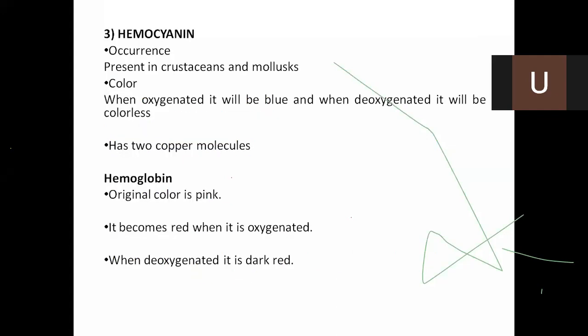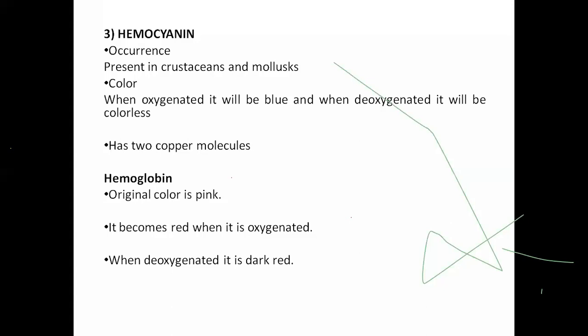Another respiratory pigment is hemocyanin. It occurs in crustaceans and mollusks. When it is oxygenated, it will be blue, and when it is deoxygenated, it will have no color. And the metallic group here is 2 copper molecules. So it has copper present.